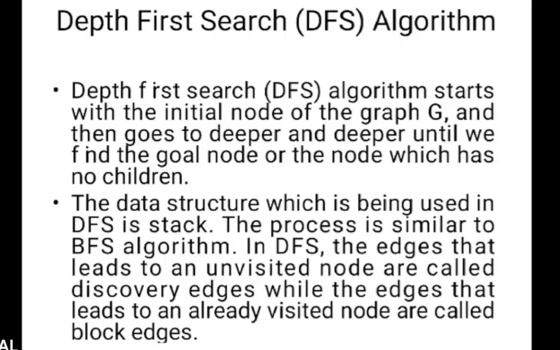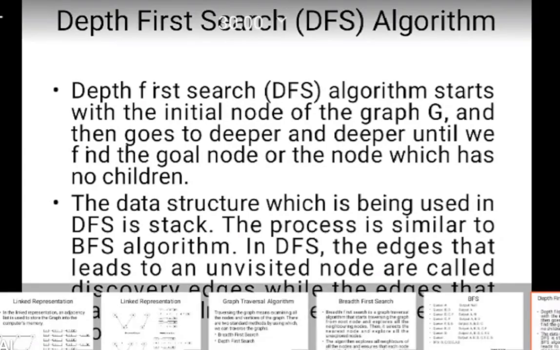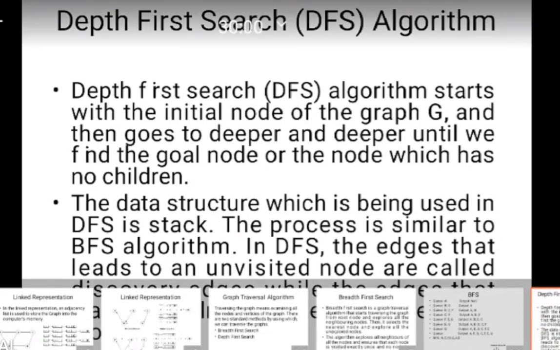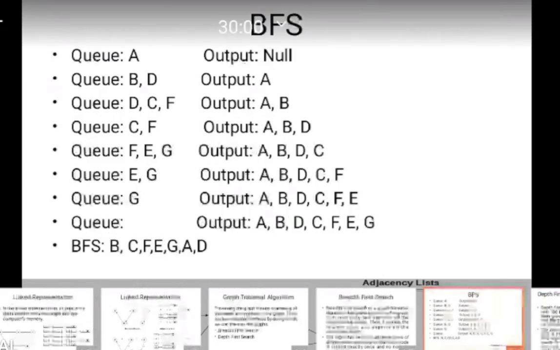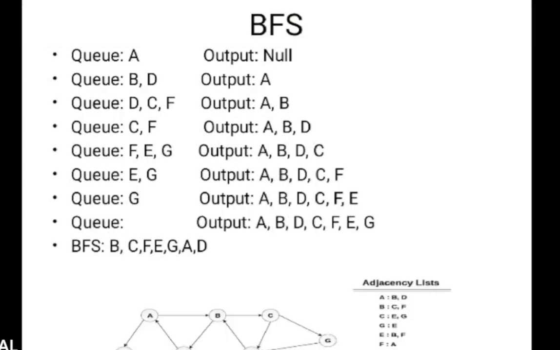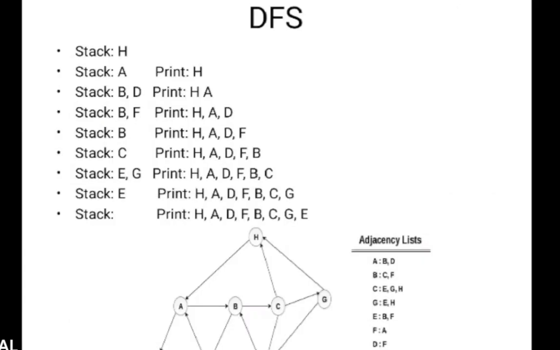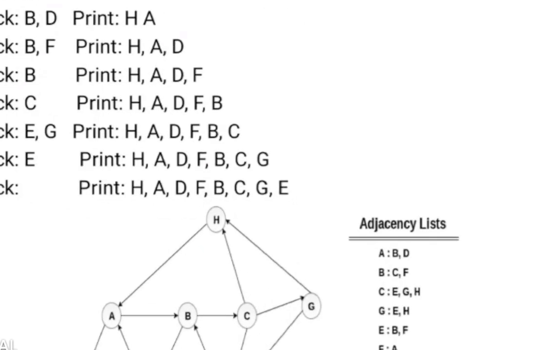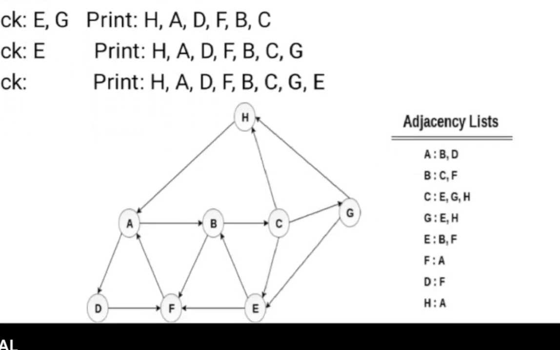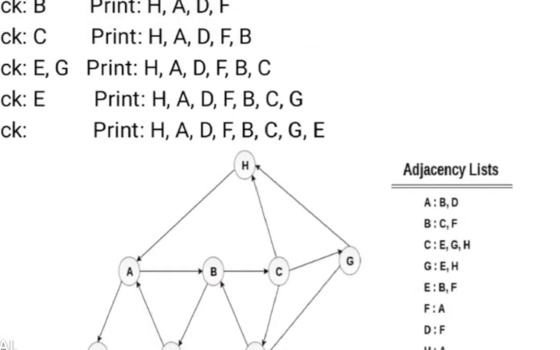In DFS, the edges that lead to an unvisited node are called undiscovered edges, while the edges that lead to already visited nodes are called the block edges. So this is the example for DFS. To show the depth, it has taken a different example.